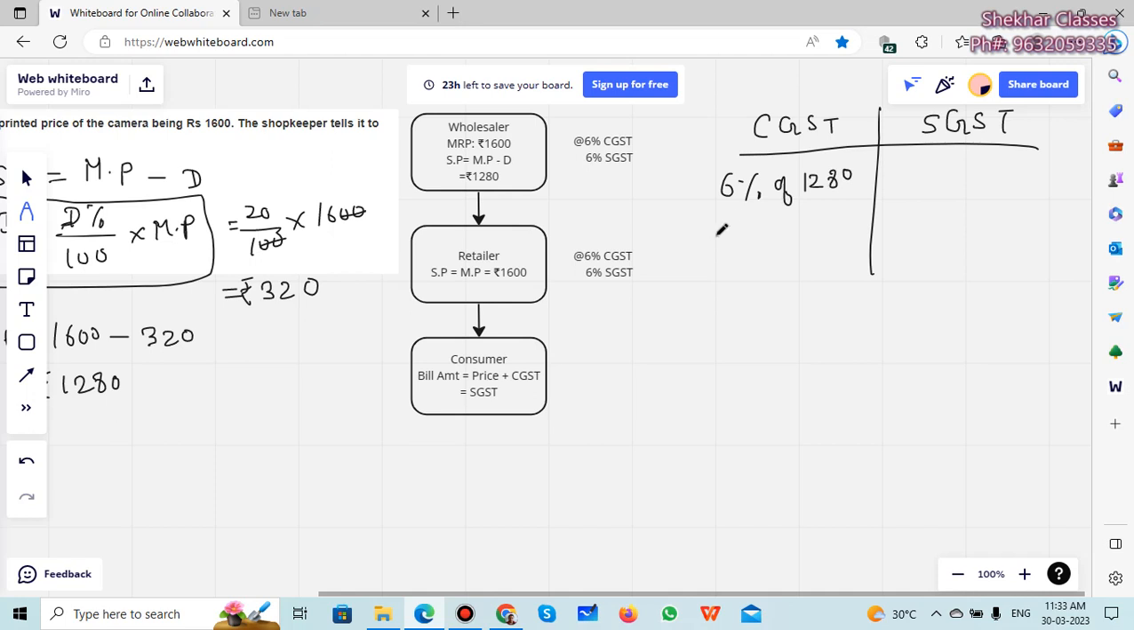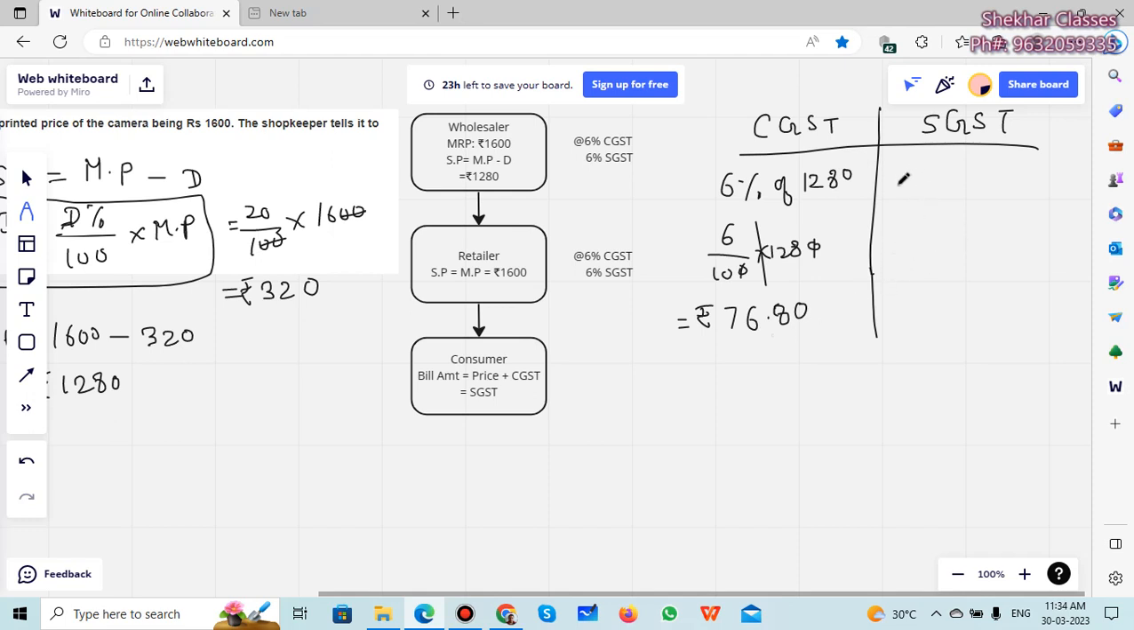So that is how much? It is equal to 6% of 1280. Calculate that, and whatever comes will be the value there. So it is rupees 76 and 80 paise, which is the CGST.